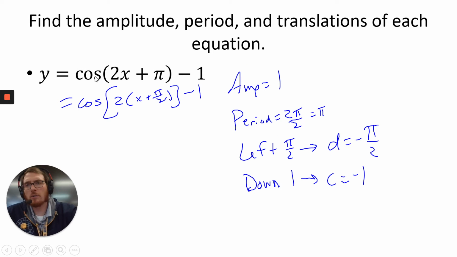The next one has cosine of 2x plus pi, then minus 1. Students normally get all the pieces right except for the phase shift. So the number in front of cosine is 1, so it's just an amplitude of 1. The number in front of x is 2, so 2 pi over 2 is pi. And then the minus 1 moves everything down 1.